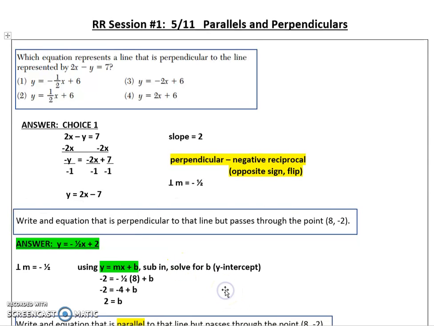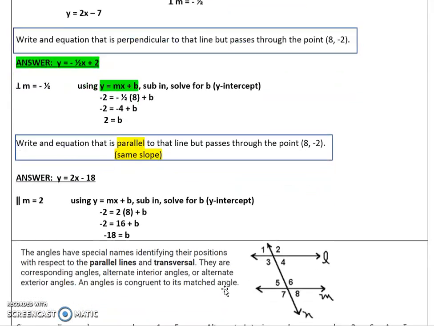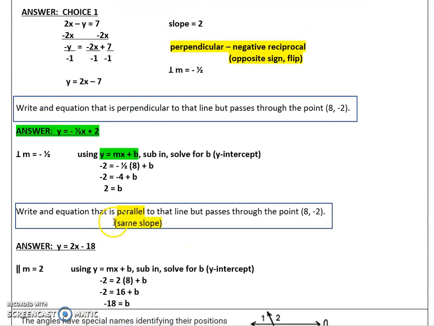The third type of question that's asked with parallel and perpendicular pertains to, again, the same type of thing, but this time it says parallel. Parallel means same slope. So again, we're going to start out with the original equation that we started out with, the 2x minus y equals 7. And this time we want to find a line that is parallel to that line, but passes through (8, negative 2). So again, parallel lines have the same slope. So the parallel slope is 2.